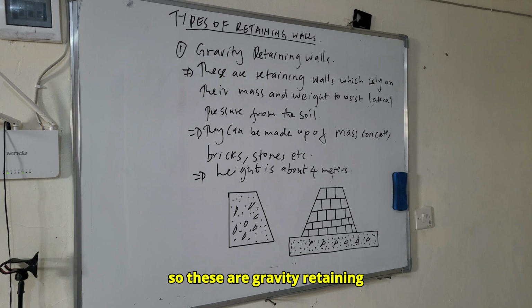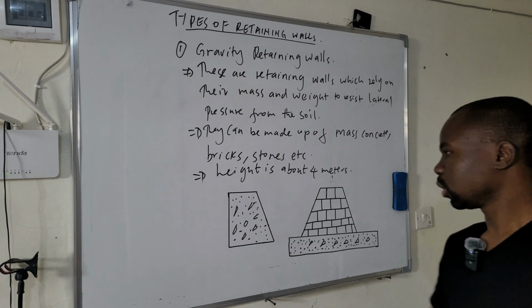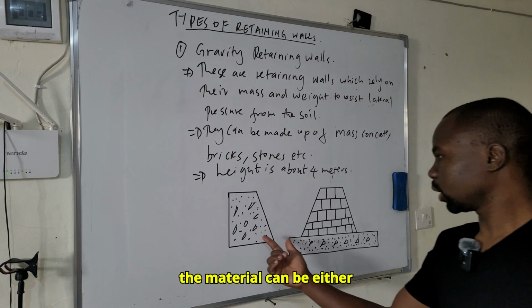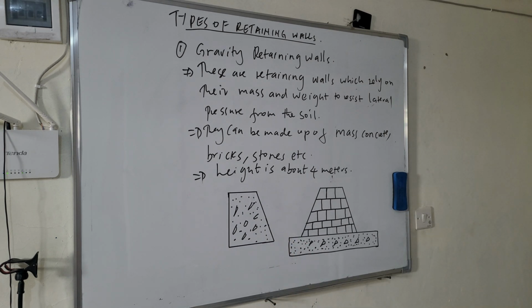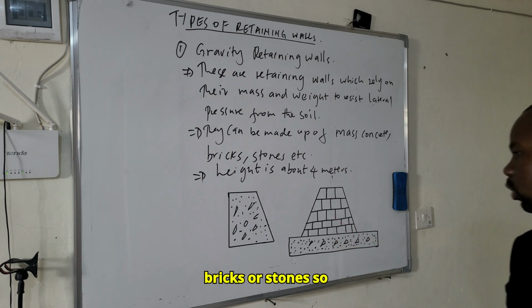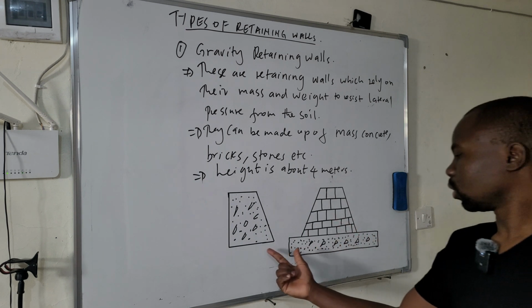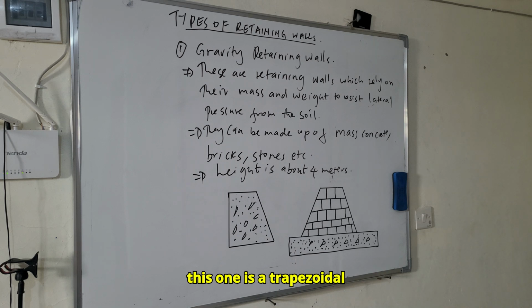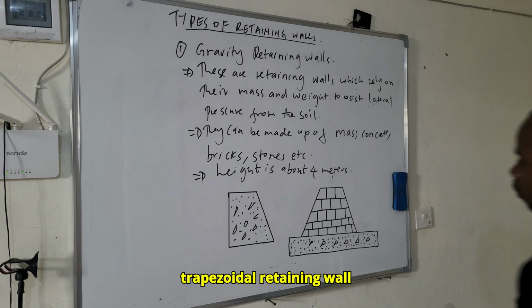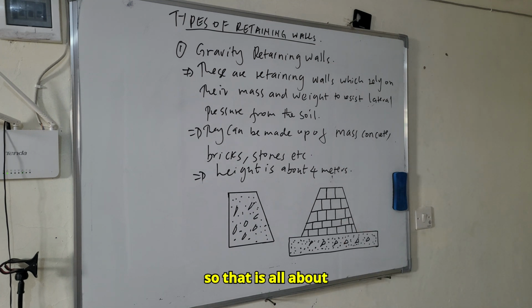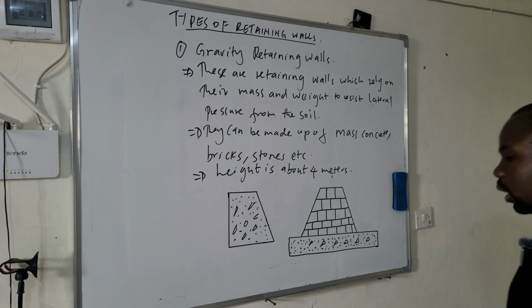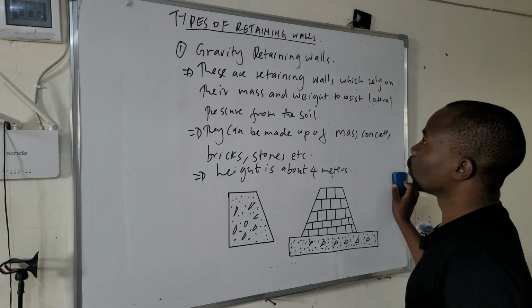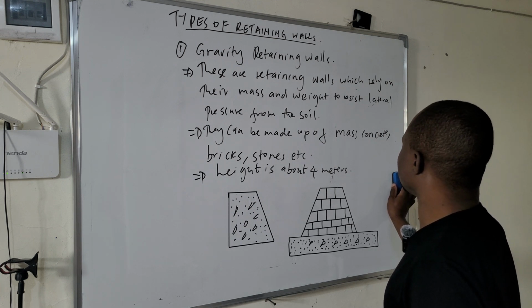So these are gravity retaining walls. As you can see, the material can be either concrete or bricks or stones. So this one is a trapezoidal retaining wall, also a trapezoidal retaining wall. So that is all about gravity retaining walls. I will proceed to type number 2.